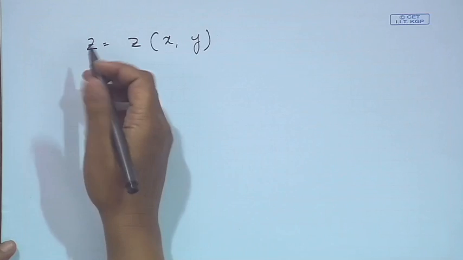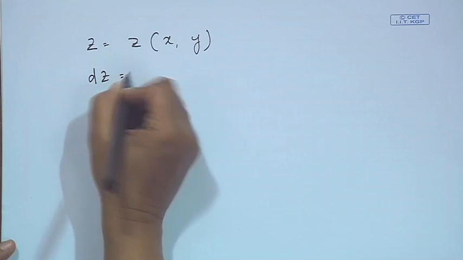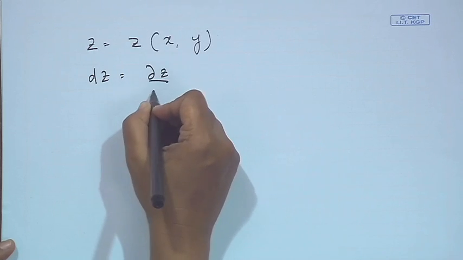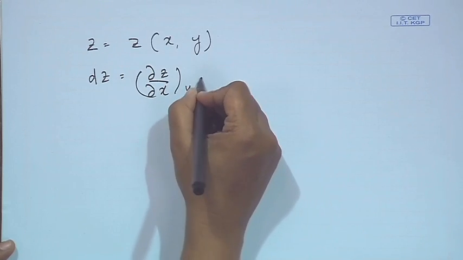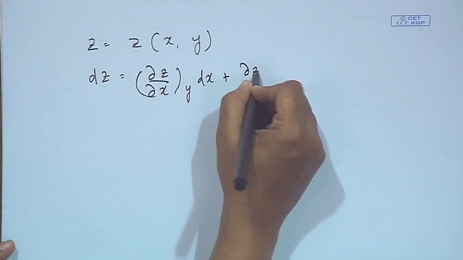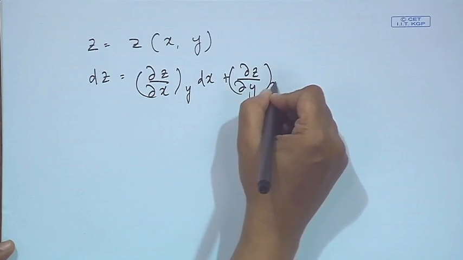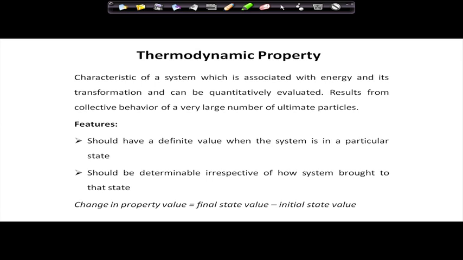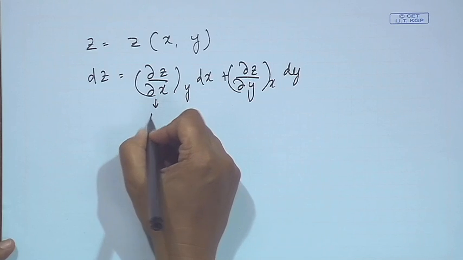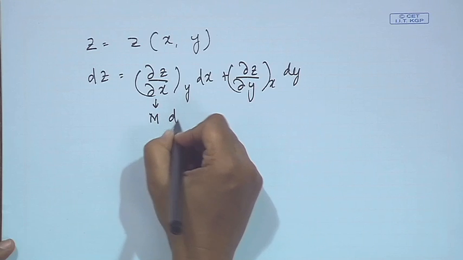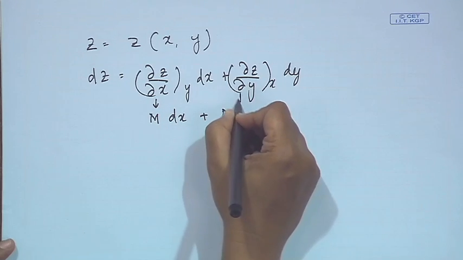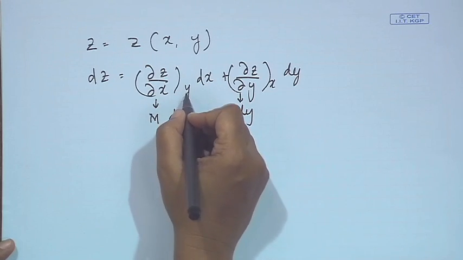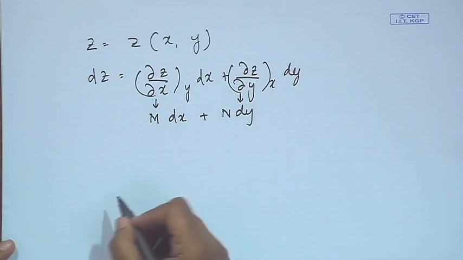So, therefore, suppose I write down dz, say, it is a function of x and y. So, it should be del z del x at constant y dx plus del z del y at constant x dy, right. Since it is an exact differential, we can always write it down as M dx plus N dy, where M is del z del x at constant y, N is del z del y at constant x.